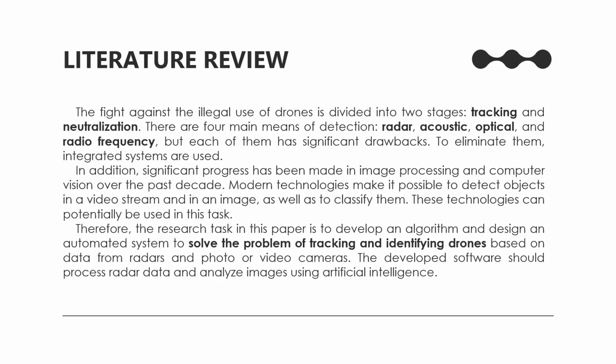The fight against the illegal use of drones is divided into two stages: tracking and neutralization. There are four main means of detection: radar, acoustic, optical, and radio frequency, but each of them has significant drawbacks. To eliminate them, integrated systems are used. In addition, significant progress has been made in image processing and computer vision over the past decade. Modern technologies make it possible to detect objects in a video stream and in an image, as well as to classify them. These technologies can potentially be used in this task.